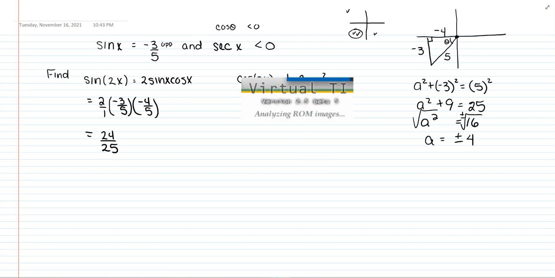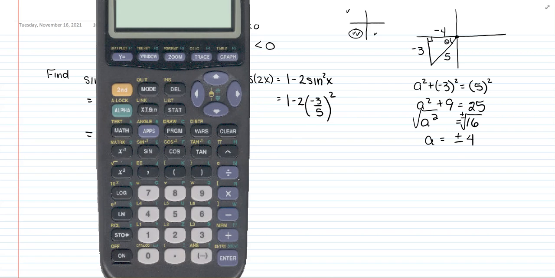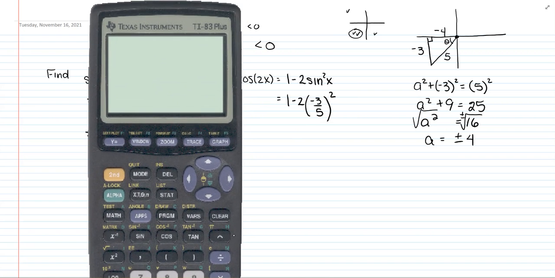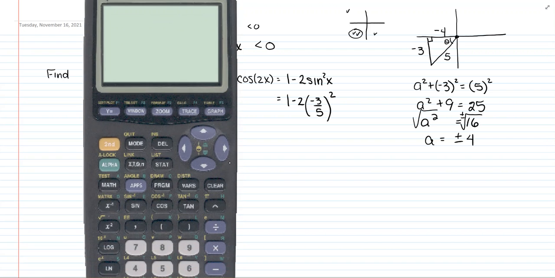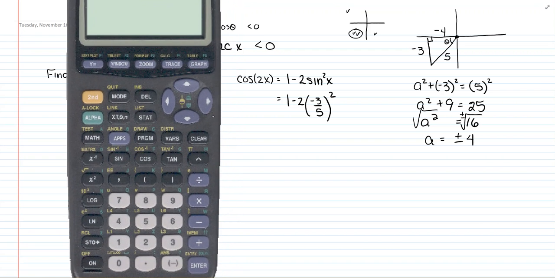And again, you don't get extra points for doing stuff in your head, so I'd probably encourage you to just go ahead and type this into your calculator. Do the 1 minus 2, parenthesis, negative 3 divided by 5 squared. Just type it all in as you see it, and then hit enter, and then do math, enter, enter, to get 7/25.